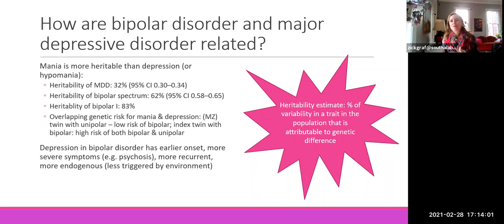Some ways that we kind of know that the depression in bipolar disorder may have more genetic risk behind it is that it tends to have an earlier onset than unipolar depression. It tends to be more severe. It tends to be more recurrent, and it tends to be more endogenous or less precipitated by the environment. So all of these features of depression in bipolar disorder help us see that it's more driven by biological risk than unipolar major depression, than depression is for most people.